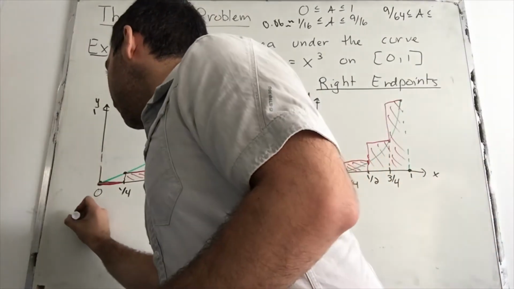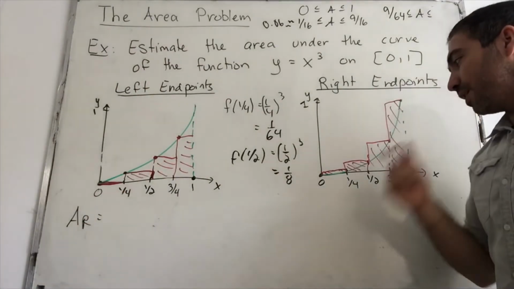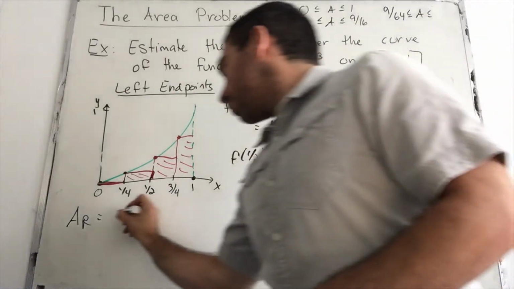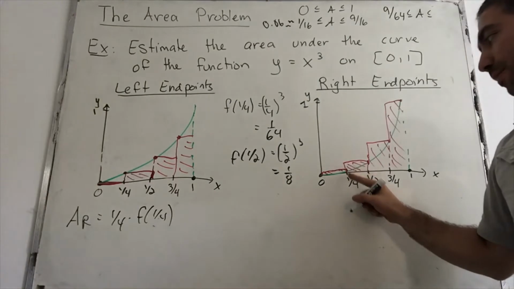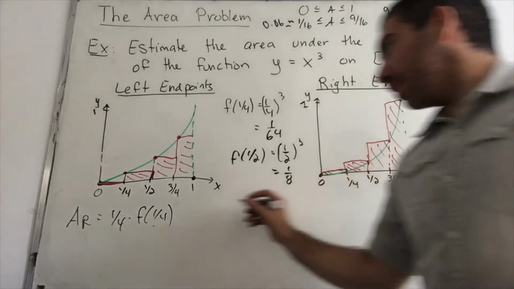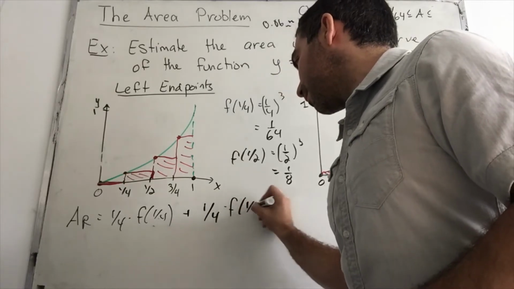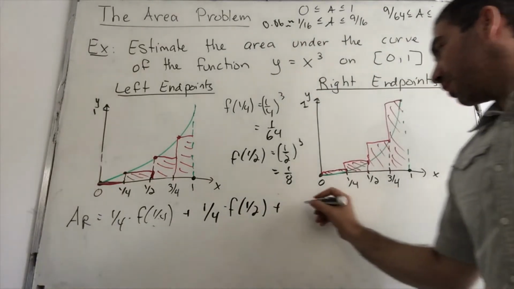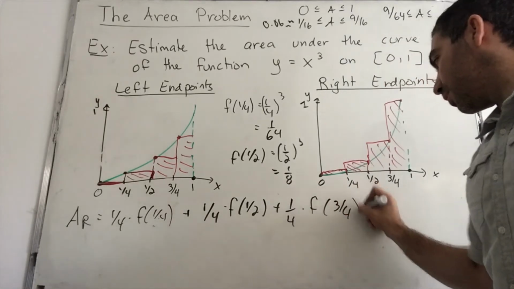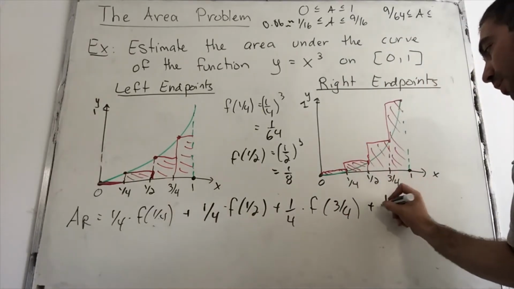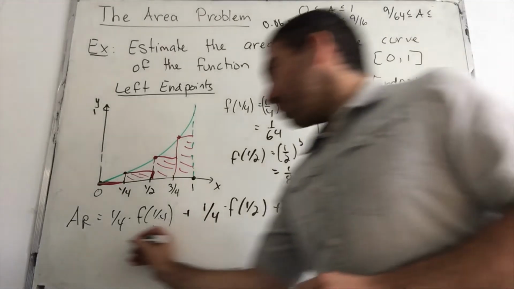So the right end points, so area using the right end points, AR is equal to a quarter times f of a quarter. That's the height, f of a quarter. Then a quarter times f of a half. Plus a quarter times f of 3/4. And then lastly a quarter times f of 1. Okay. And these are values we calculated already.